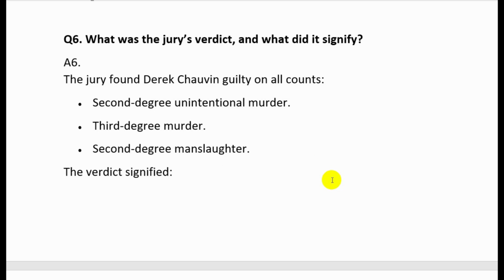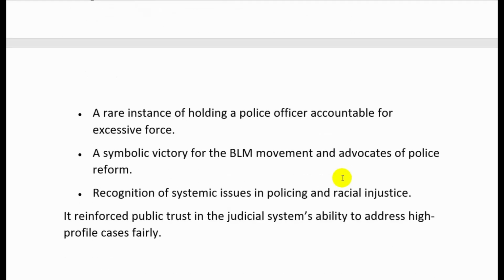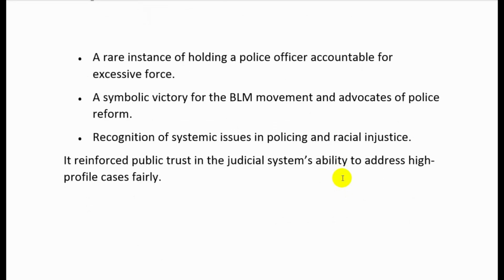Next, what was the jury's verdict and what did it signify? The jury found Derek Chauvin guilty on all counts. The second degree unintentional murder, that means there was a murder but there was no intention, culpable homicide not amounting to murder. Third degree murder, second degree manslaughter. The verdict signified a rare instance of holding a police officer accountable for excessive force.